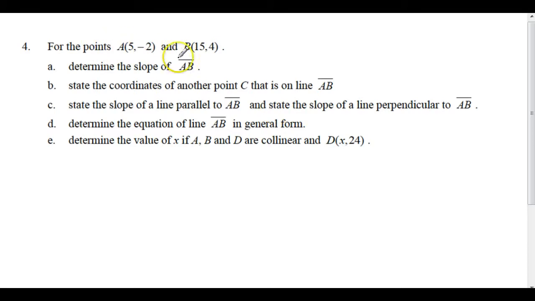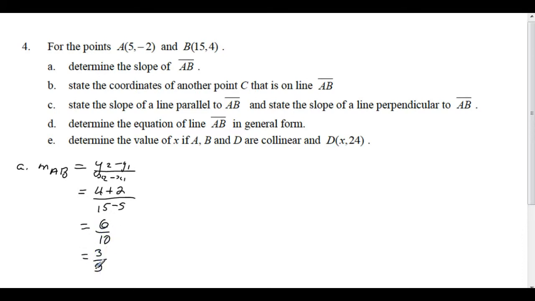Number 4, for the points A, 5, etc., determine the slope of the line segment. This means line segment because there are no little arrows. Otherwise, we'd want line AB. So part A, the slope of AB is the formula y2 minus y1 over x2 minus x1. We're going to go with 4 minus negative 2, which is 4 plus 2, over 15 minus 5, which is 6 over 10, which reduces to 3/5. So the slope of AB, m, remember little m is slope, is equal to 3/5.